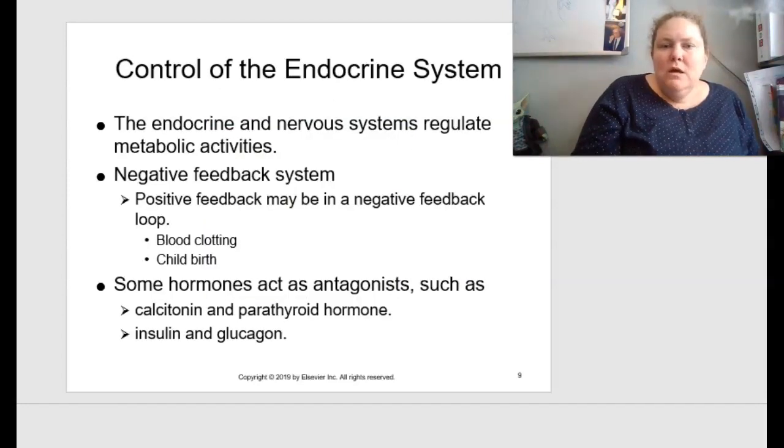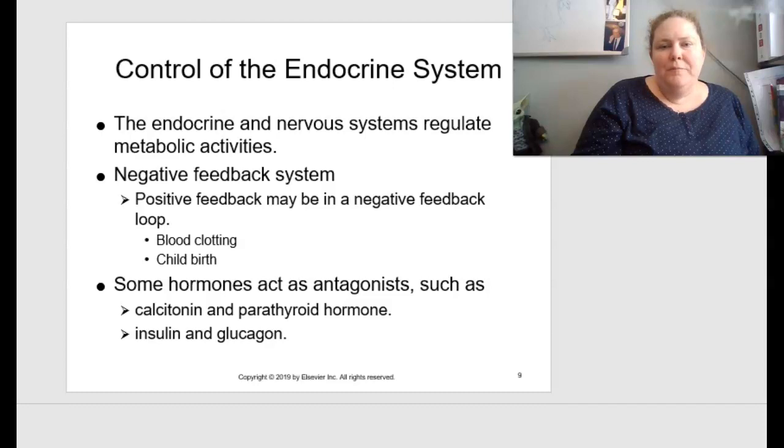Okay. So how do we control the endocrine system? Well, the endocrine and nervous systems are going to regulate metabolic activities. And so we kind of pinpointed a little bit on negative feedback systems, but we have to talk a little bit more about it.